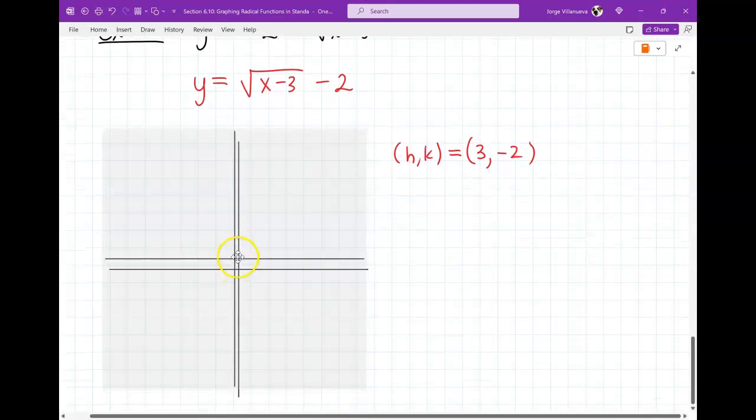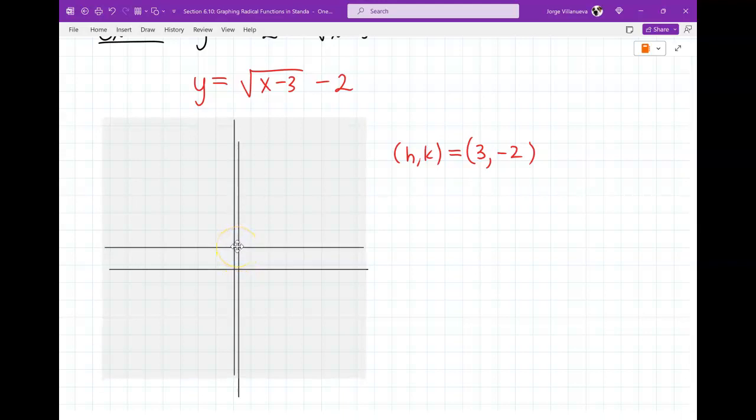All right, so I'm making this one a little bit bigger because it's at 3, -2. So it's going to be to the right and down a little lower. So I'm giving myself a little bit more space.